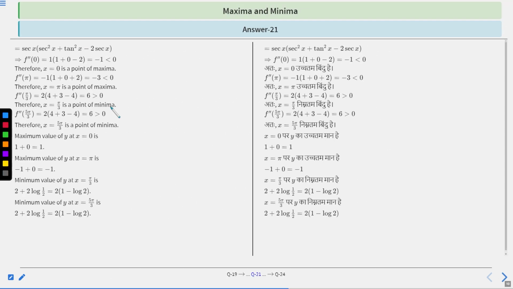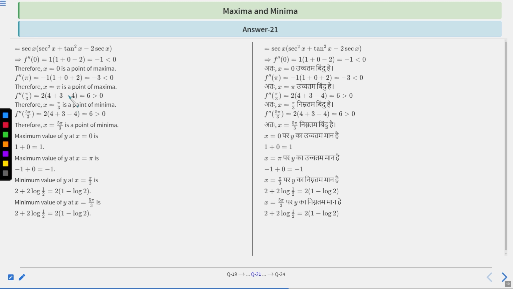Now, let's adjust. It can be written as sec x into (sec square x plus tan square x) minus 2 sec x. Now let's find f double dash 0. F double dash 0 is 1 into (1 plus 0 minus 2), which is minus 1, which is less than 0, right? Therefore, x equal to 0 is a point of maximum.